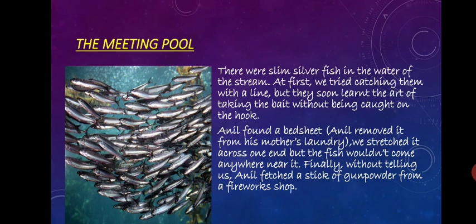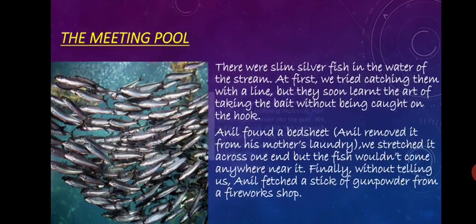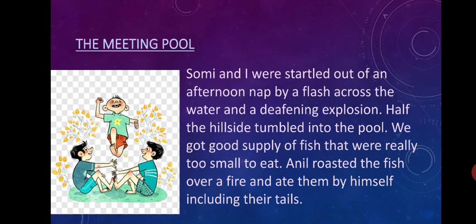But again, what happened? The same thing happened. The fish didn't come. So this second idea also failed. Now Anil thought of another idea, the third idea. He fetched a stick of gunpowder from the fireworks shop. Now Somi and Rusty were tired from waiting for the fish. They could not catch the fish, and both of them, Somi and Rusty, were having an afternoon nap.